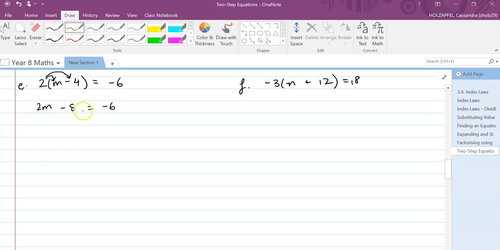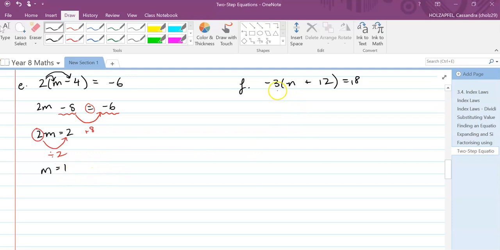So now we're going to find our family members. We've got -8 and -6 because they're both numbers. When we move this -8 over to the other side, it's going to turn into its opposite. So we're going to end up with 2m is equal to 2. Now we just need to go ahead and isolate m. So we're going to do the opposite, dividing by 2, and m is equal to 1.